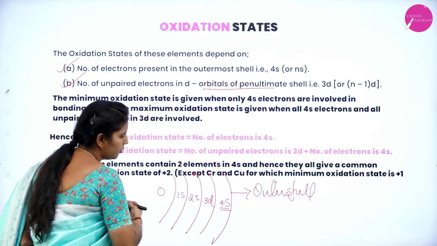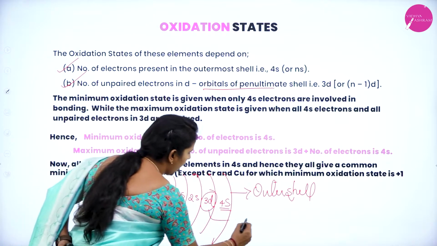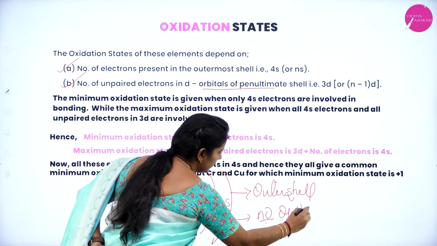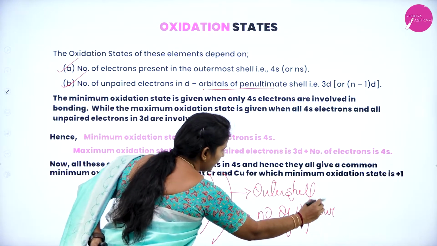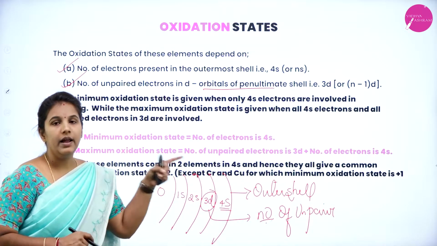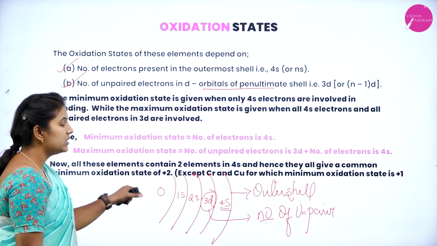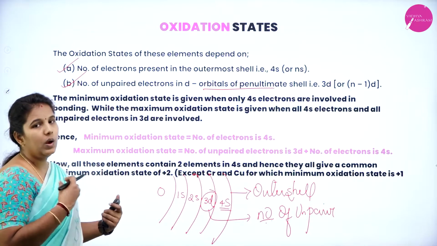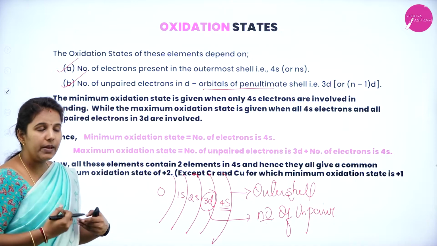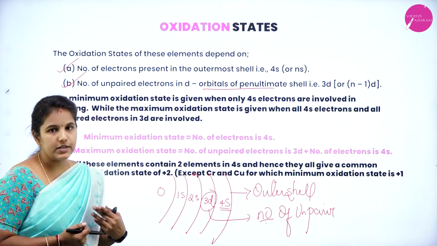Before the outermost shell, or the valence shell, we have what? The 3d shell. So how many unpaired electrons are there in the 3d orbital, and also how many electrons are there in the 4s, which play a very important role while deciding the oxidation state of this element. And remember, all these d-block elements show variable oxidation states.